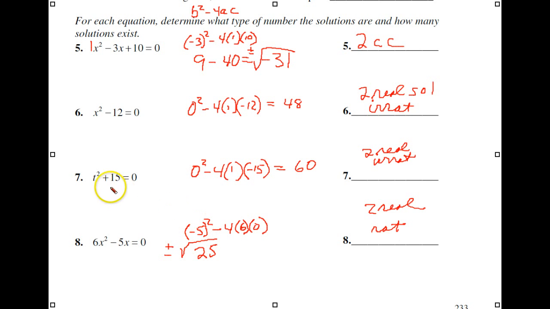And again, you have to be careful. Here c is a positive 15, and I put it as a negative 15. So this is going to be negative, and these are going to give us then not real, but two complex conjugates that are imaginary numbers in a sense. These are imaginary numbers.